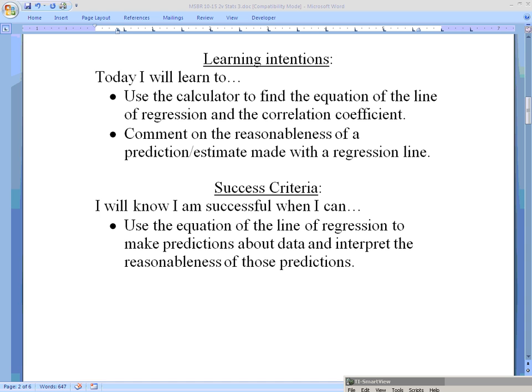Our goal today is to be able to use the calculator to find the line of regression. We'll talk about what that is, as well as, from last class, our correlation coefficient. And then we also want to be able to comment on the reasonableness of predictions or estimates made using a regression line.